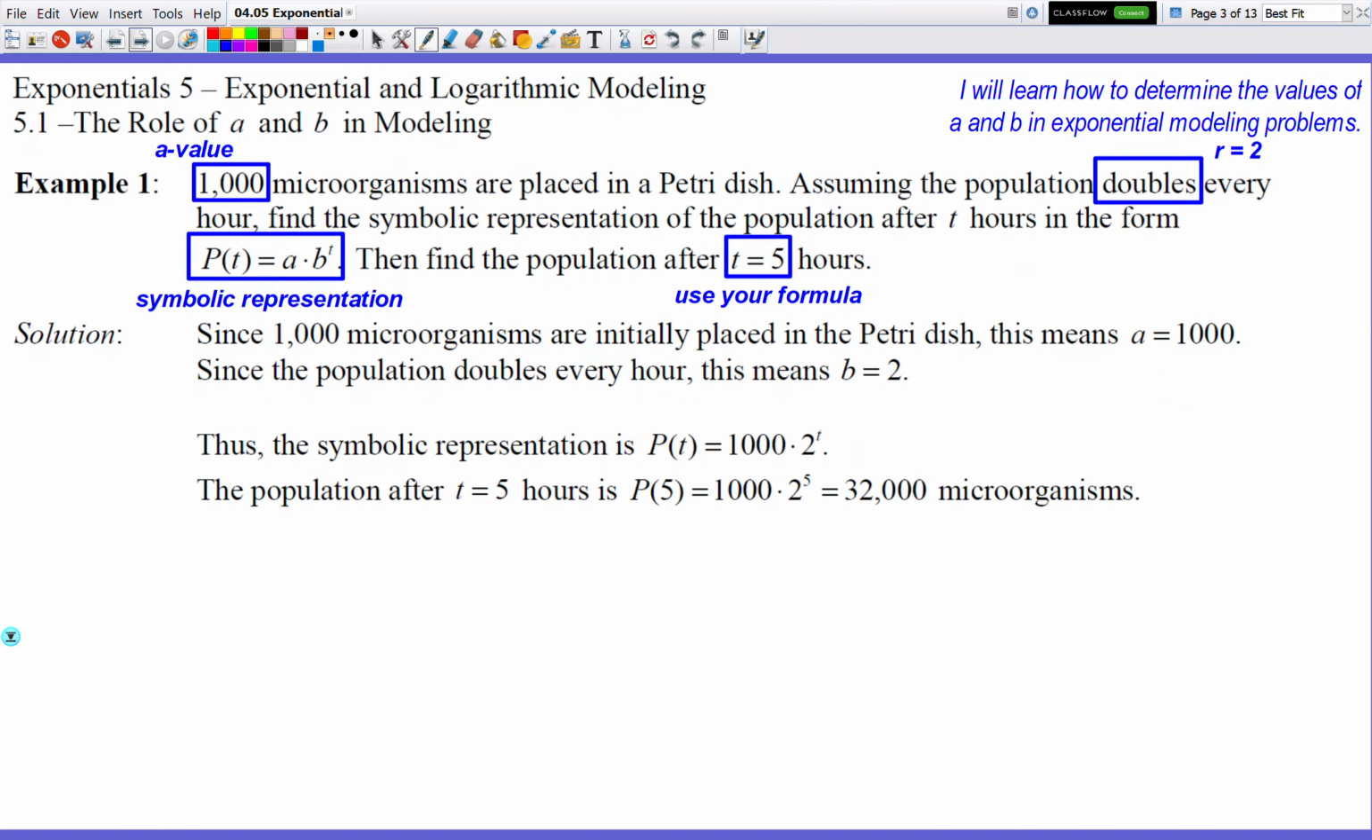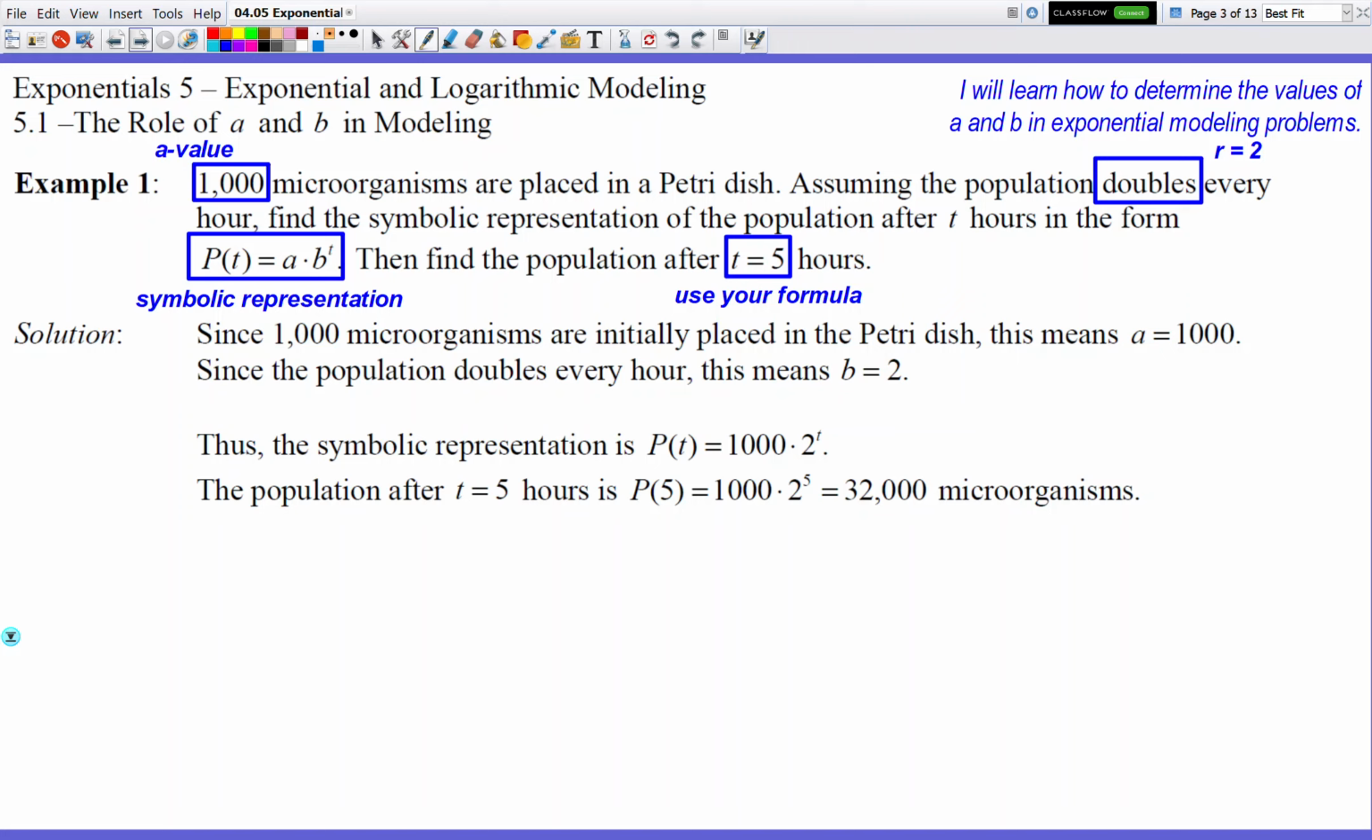Okay, so I'm not going to do a problem live just yet. I'm going to go over some of the examples. So what do we have here? We have 1,000 organisms placed in a petri dish, assuming the population doubles every hour. Find the symbolic representation of the population after t hours in the form of p of t equals a times b to the t power. Then find the population after t equals 5 hours.